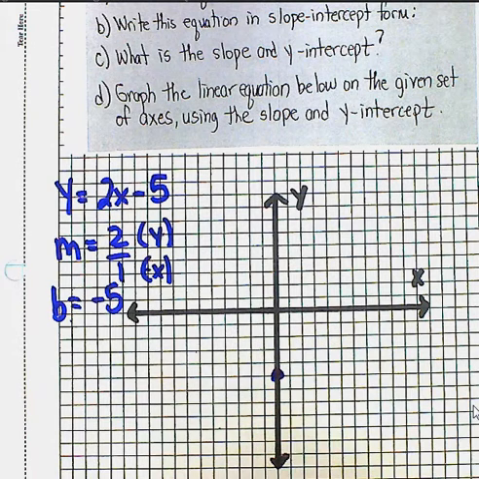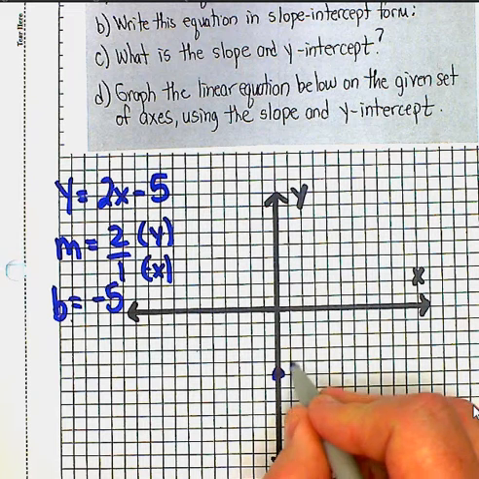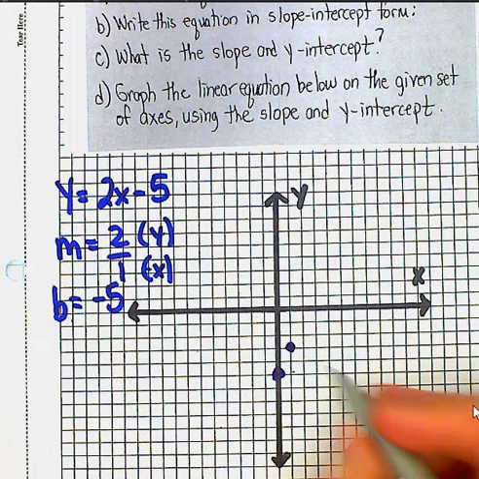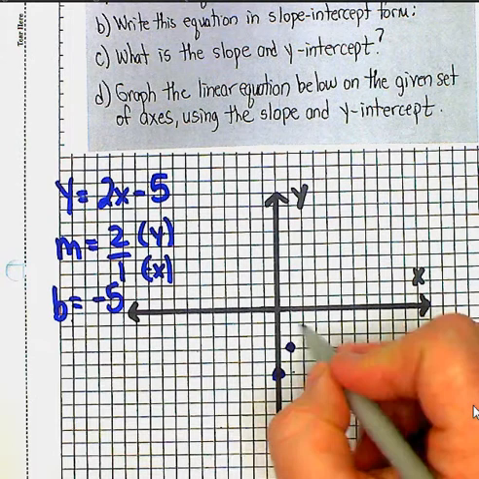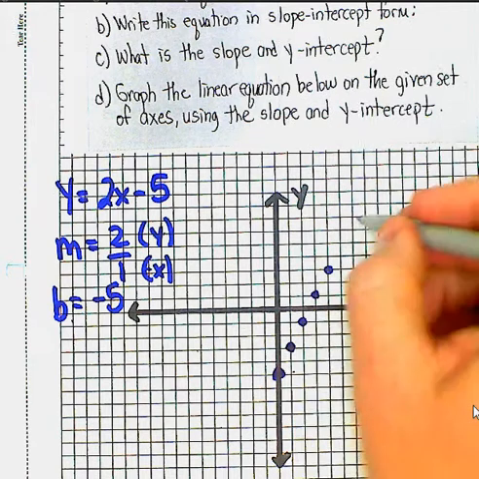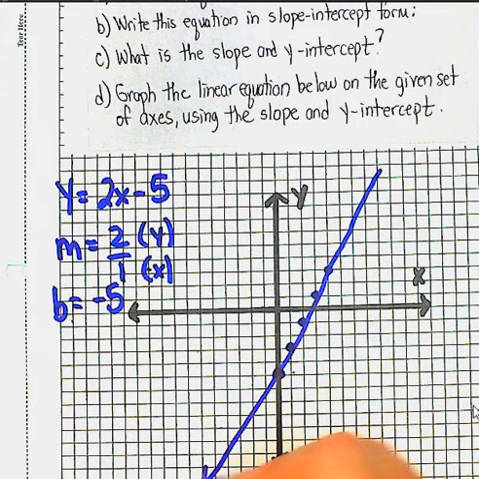So it's from that point. So here I am. There's the point. I'm going to go +1 and then +2. There's another point on the line. And then from that point, I'm going to do the same thing. +1, +2, +1, +2, +1, +2. So your line is going to look like that.